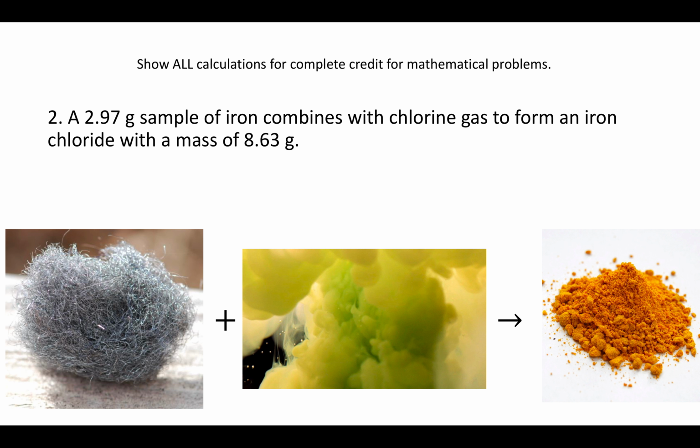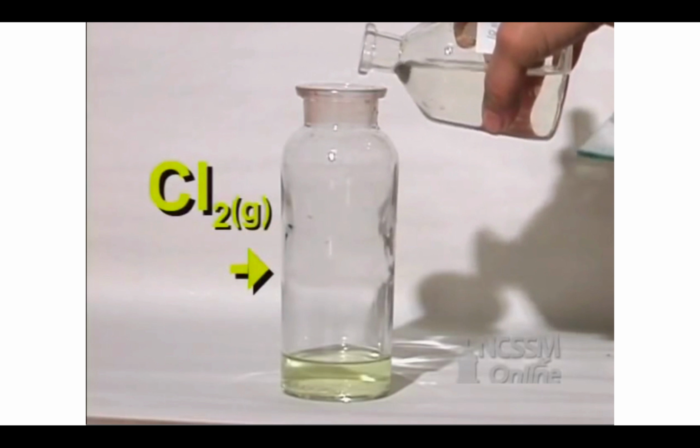The second question says a 2.97 gram sample of iron combines with chlorine gas to form an iron chloride with a mass of 8.63 grams. And I have pictures of those compounds below. And here is a video of that reaction happening.